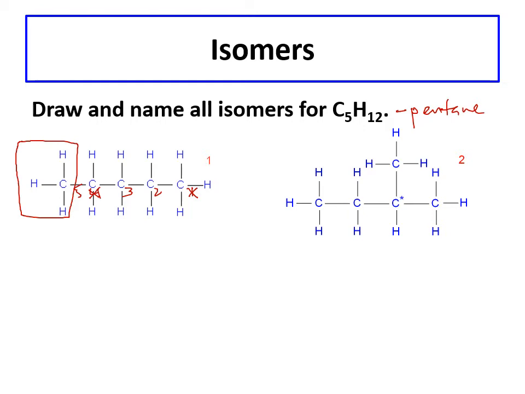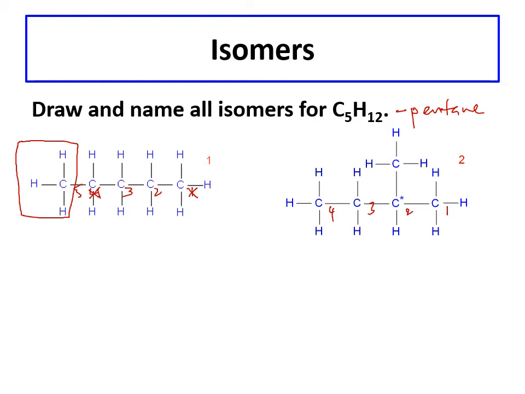Alright, so here what you can do is, for example, you can attach to carbon number 2 or carbon number 3. In this example that I show you, the CH3 is currently attached to carbon number 2.